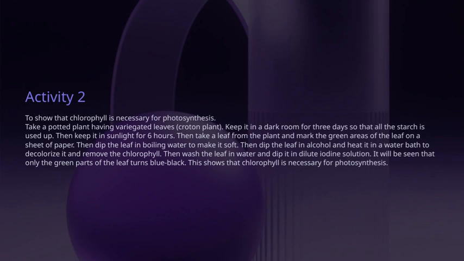What I observed was that only the green parts of the leaf turned blue-black, indicating the presence of starch. This shows quite clearly that chlorophyll is necessary for photosynthesis, because only the green, chlorophyll-containing areas can produce and store starch. This experiment reinforces the idea that chlorophyll plays a crucial role in converting light energy into chemical energy during photosynthesis, which is fundamental to plant life.